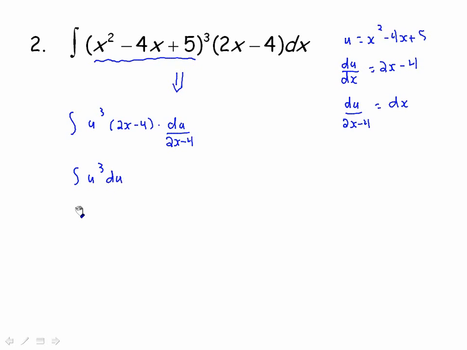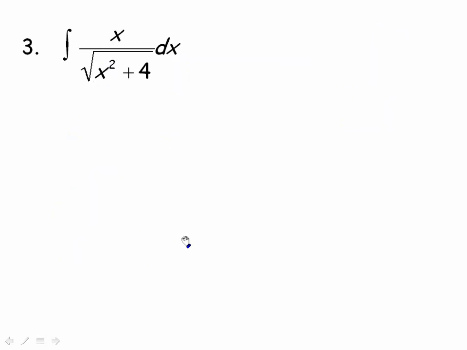And then this becomes u to the 4 when we anti-differentiate, 1 over 4 u to the 4 plus c. And then make the replacement back in for u, and we get 1 over 4 times x squared minus 4x plus 5 to the 4 plus c. That's how these go. Let's try a few more.